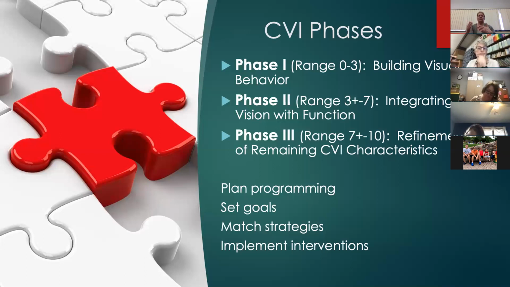Oh, I see a water bottle. I know what that's used for. So we're integrating vision with function. Phase 3 is ranges 7+ through 10. And then this just becomes more of a refinement of the remaining CVI characteristics.